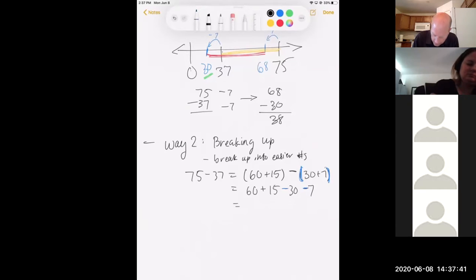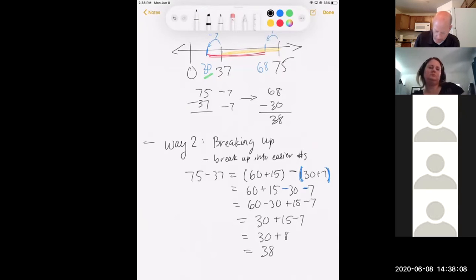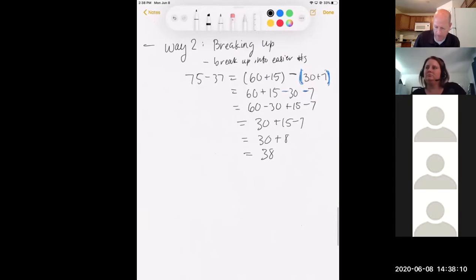I'm going to group my 30 with the 60. You can commute subtraction if you keep the sign in front, but otherwise you can't. Keeping my sign in front of the 30, I can do 60 minus 30 and get 30. Then the associative property says I can do the 15 minus 7, and then I get my 38. So way number 2 is breaking up. It's a little bit more complicated because I broke it up into funnier numbers, but it's one idea.